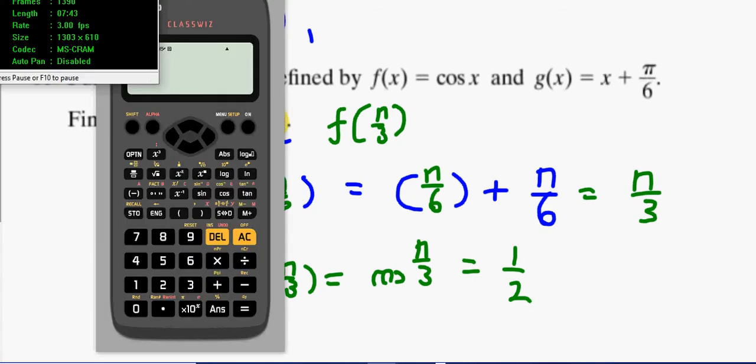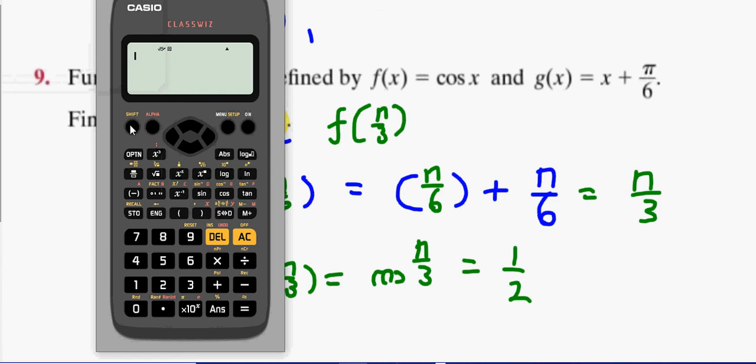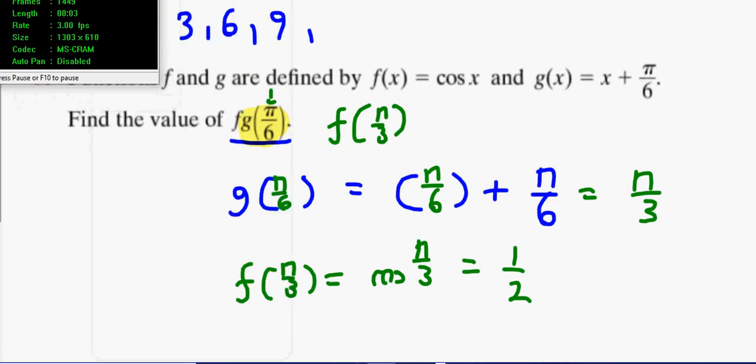Make sure your calculator's in radian mode, so you go shift setup, you go angle unit, and you go for radians, and then you just do cos pi over 3. How quickly you forget, and you get a half. Is that alright? Grand. Okay.